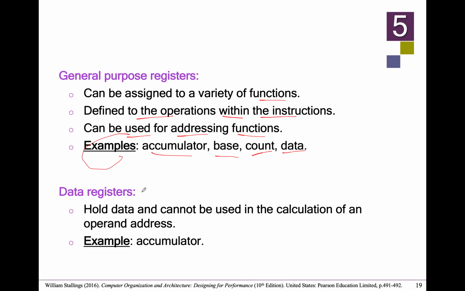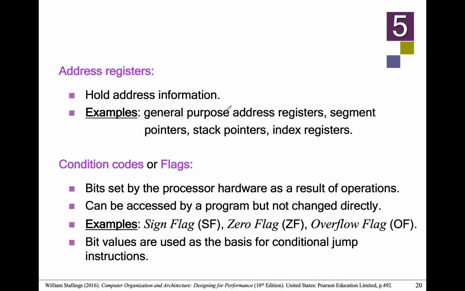For your data register, it holds data and cannot be used in the calculation of an operand address. What is the example? Accumulator. So accumulator, you know which is A, right? EAX, AX. So this is the register under your accumulator. So the accumulator can be used as a general purpose register, and also can be used as a data register.